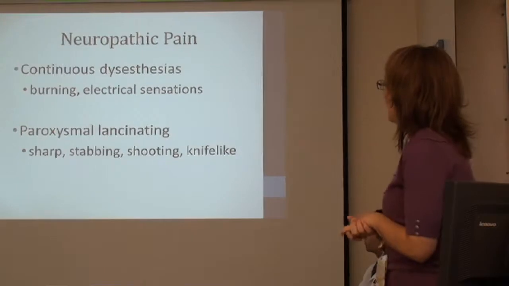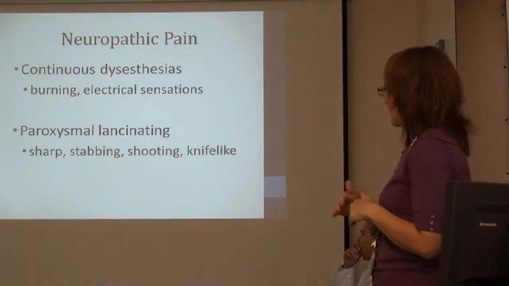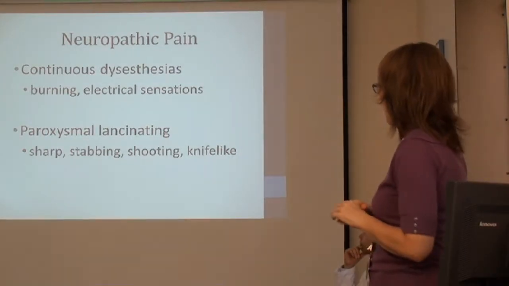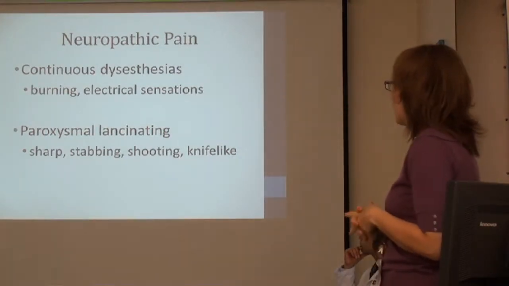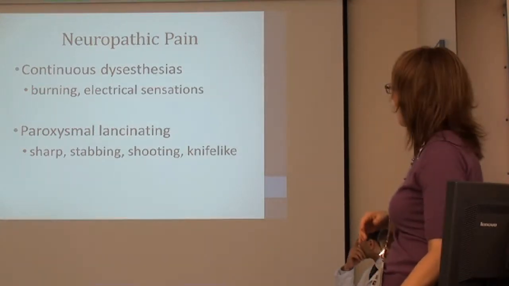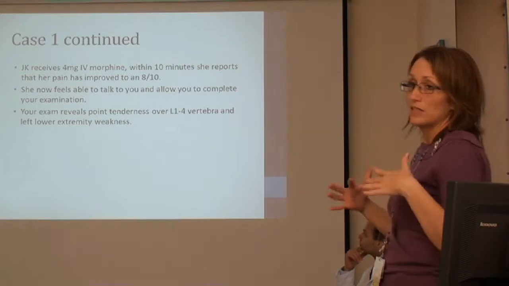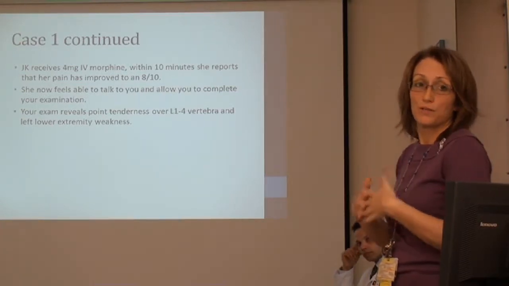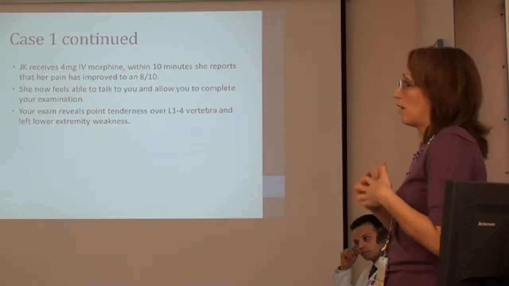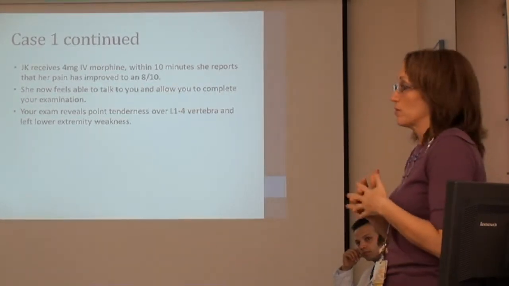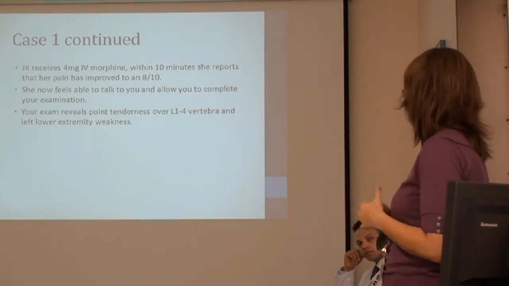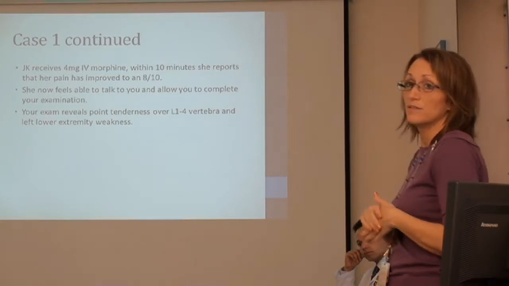Let's see, neuropathic pain. We have the continuous type that I talked about, with burning and electrical sensations, and then the paroxysmal lancinating type, where you have sharp, shooting, stabbing, knife-like pain. Do you understand why it's really important to know the different types? Because we're going to treat them with different medicines. Or we may treat all of them with opioids, but we have other medicines that can help make those opioids more effective by treating the type of pain as well.